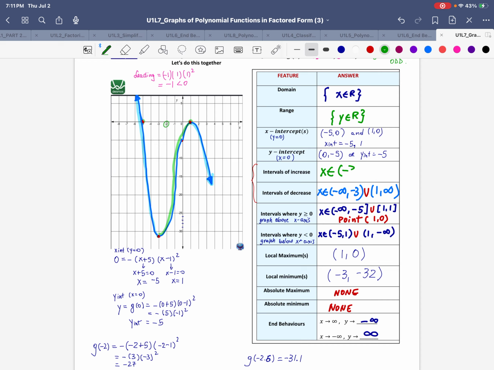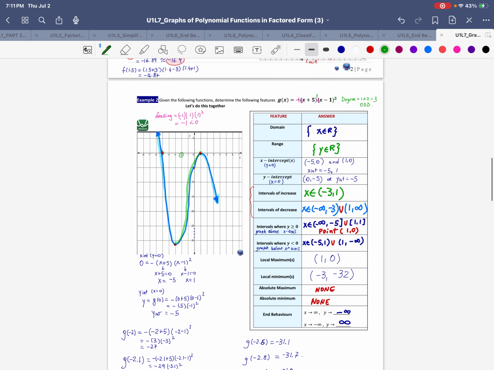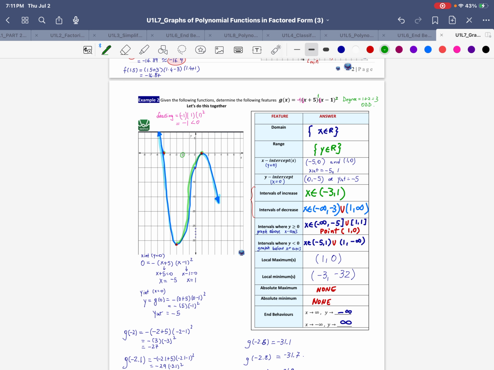Negative 3, 1. Another thing we usually like to analyze is the symmetry as well. And in this case, you can see from the graph that there is no symmetry. So if the question on a test specifically asks for checking for symmetry, then we should. And this would be how we would graph the polynomial function g of x equals negative x plus 5 times x minus 1 squared.